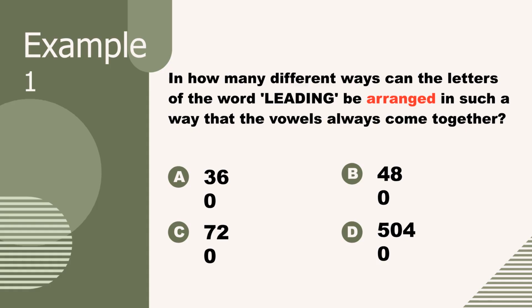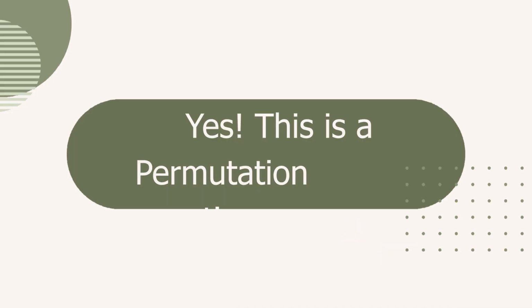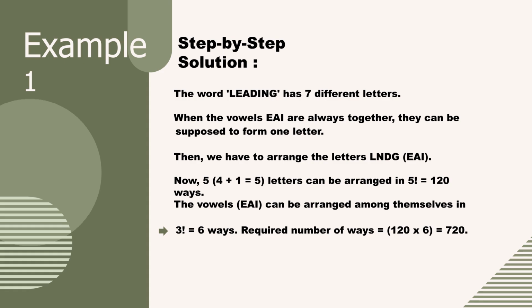Example 1 asks in how many ways the letters of the word leading can be arranged so that the vowels always come together. The options are 360, 480, 720, or 5040. The word arranged indicates that this is a permutation question. The word leading has 7 letters.